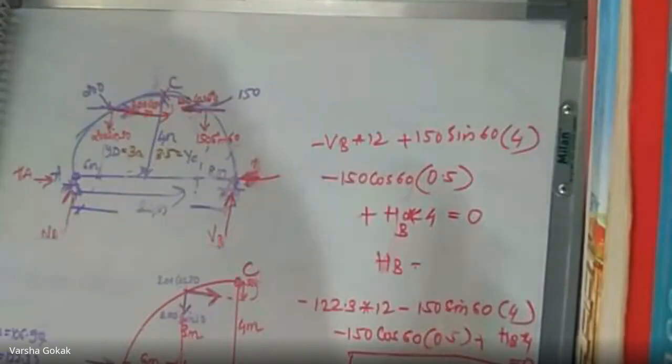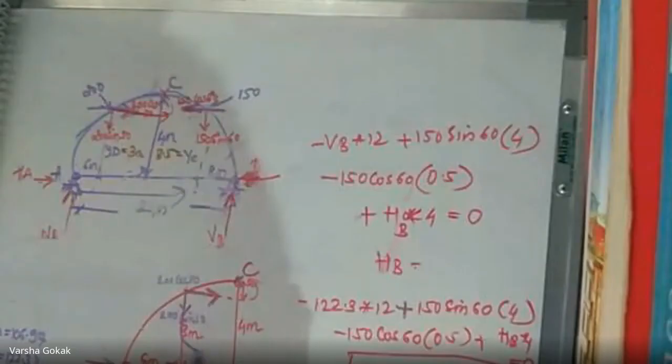It should be plus, ma'am. First you write plus, then the second one, minus 150, you take. Oh, this is plus. You're talking of this, no? Yes, but ma'am, I'm taking moment at this point. This is anti-clockwise, no?